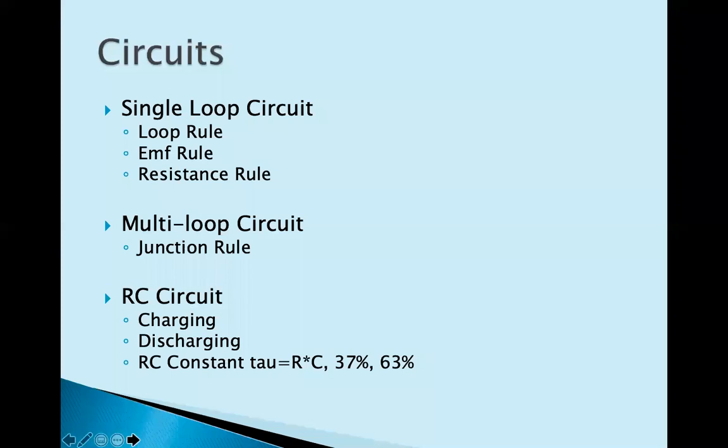In summary, we introduced single loop circuits and the 3 rules that apply to any loop, including the loop rule, EMF rule, and resistance rule. We introduced multi-loop circuits, where the junction rule applies to circuits with a junction. In the end, we introduced a very significant RC circuit.